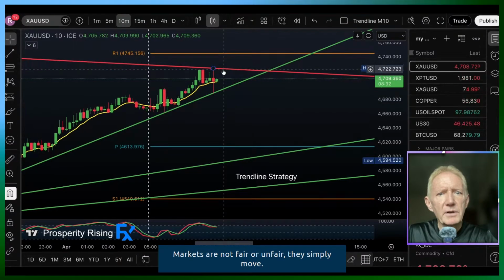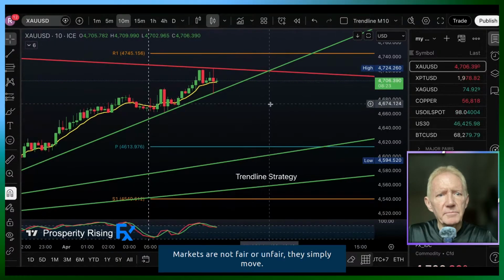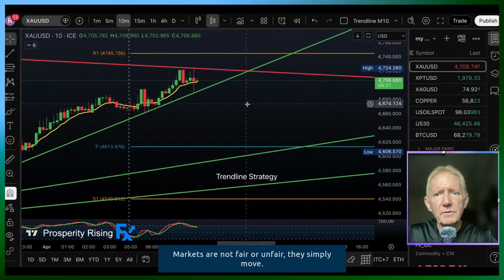So whichever one it breaks above, that's called the action line. If it breaks above here, that's the action line. If it breaks below here, that's the action line. And then the other one is called the safety line. Very simple strategy, easy to follow, and works well. Like anything, it doesn't work 100% of the time.